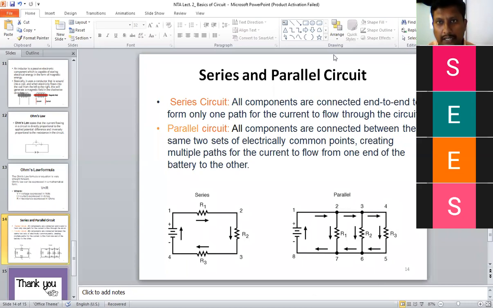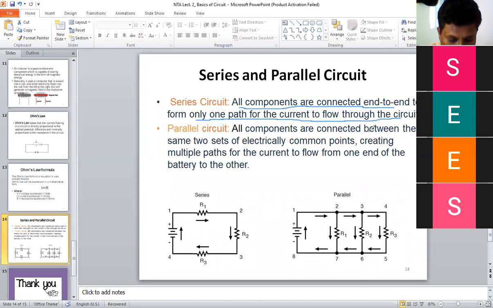So, series and parallel circuit. How to identify the series and parallel circuit? So series circuit means what? All components and sources are connected in one path. All components are connected from end to end, which will form only one path for the current to flow through the circuit.